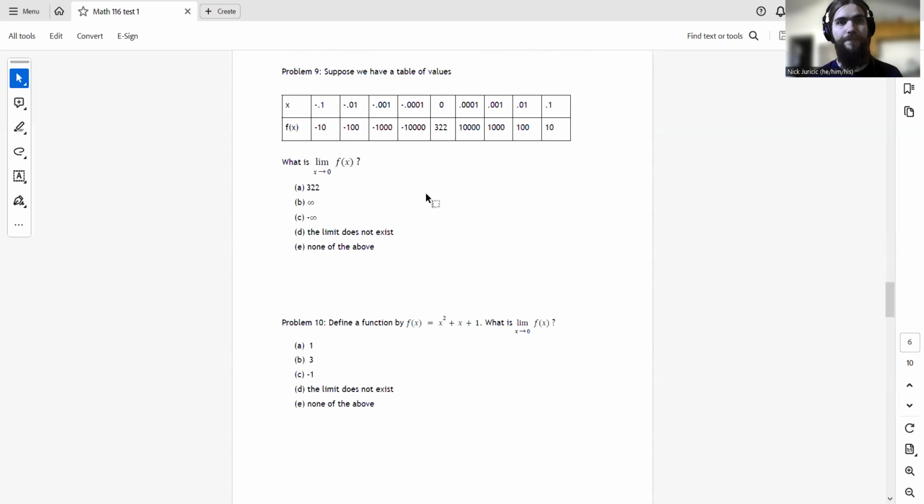Okay, problem 9. Suppose we have a table of values. What is the limit as x approaches 0 of f of x? We have this table. It looks like that. At x equals 0, the value of the function is 322. That tells us that f of 0 equals 322. It doesn't necessarily tell us that the limit as x approaches 0 is that.